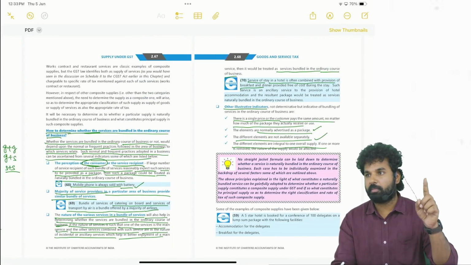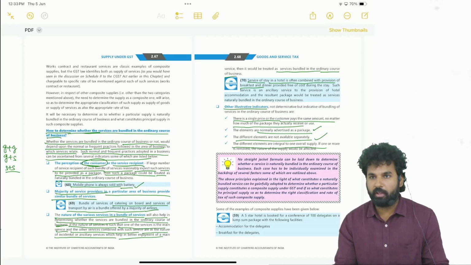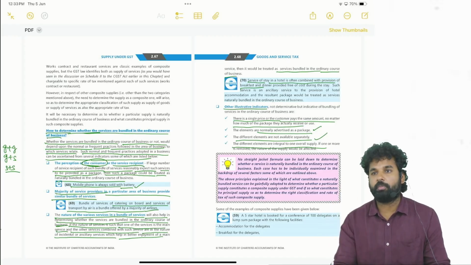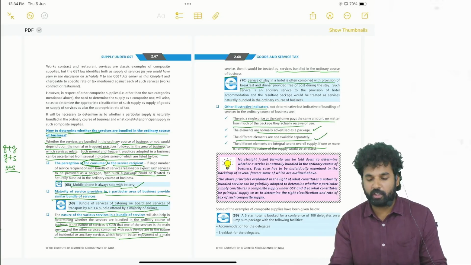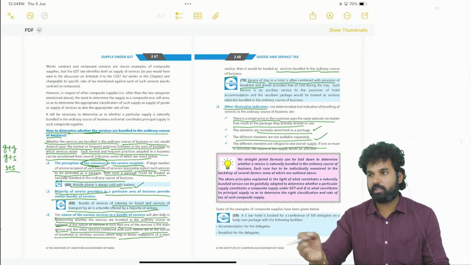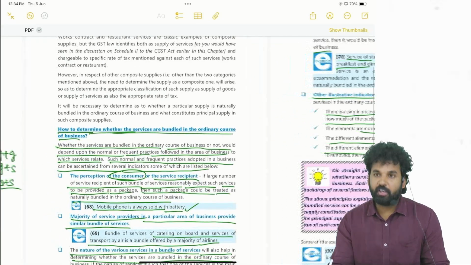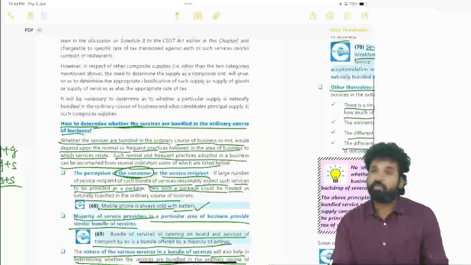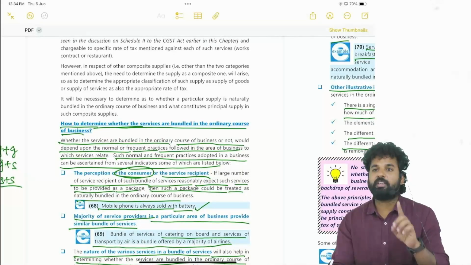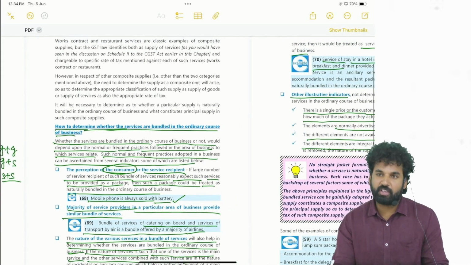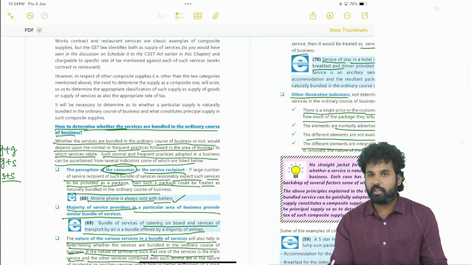One is a principal supply, another is an ancillary supply, and a single price is charged for the product, and it is naturally bundled. In general trade parlance, the recipient of the goods or services will expect it in the same manner. In such cases, it will be treated as a composite supply. Otherwise, it will be treated as a mixed supply if a separate price has been charged. If a separate price for each and every product is charged, then it is a case of mixed supply.